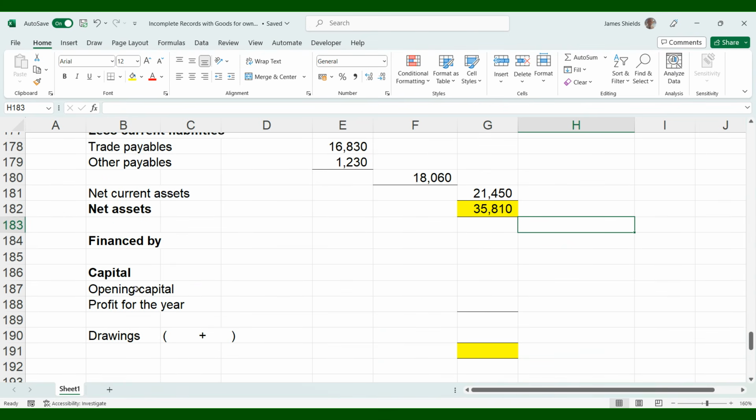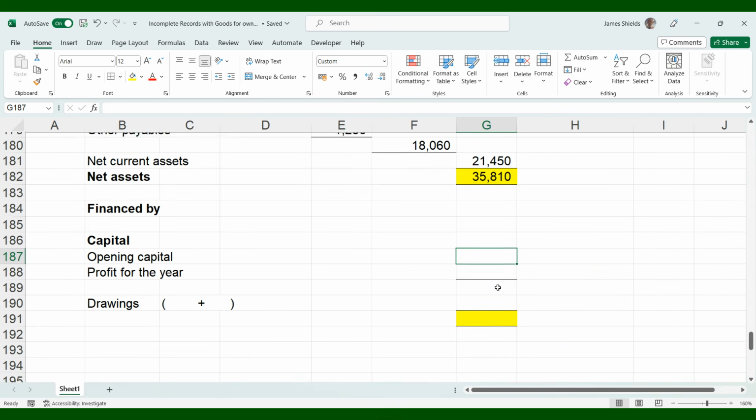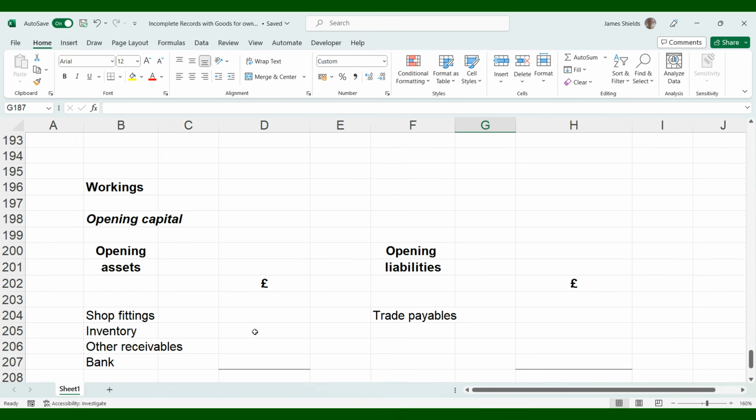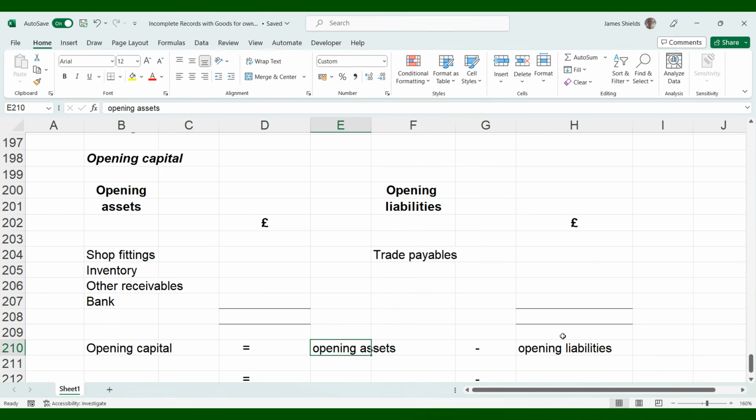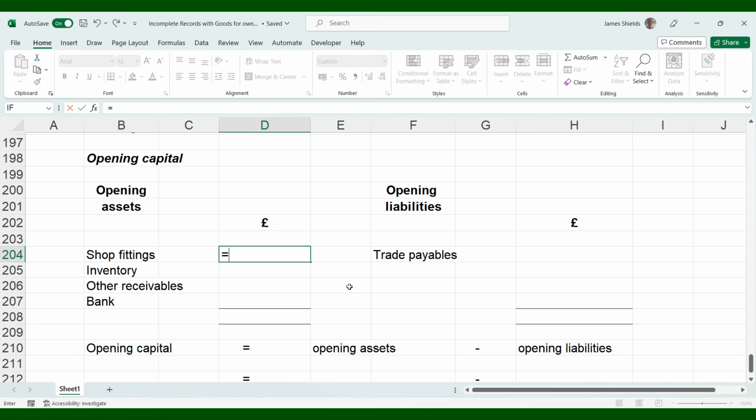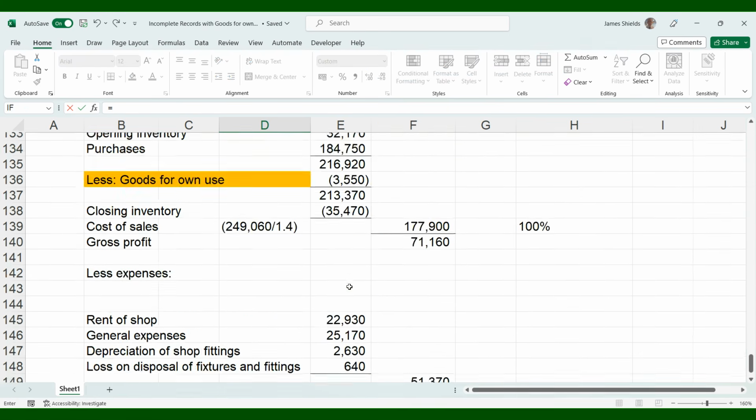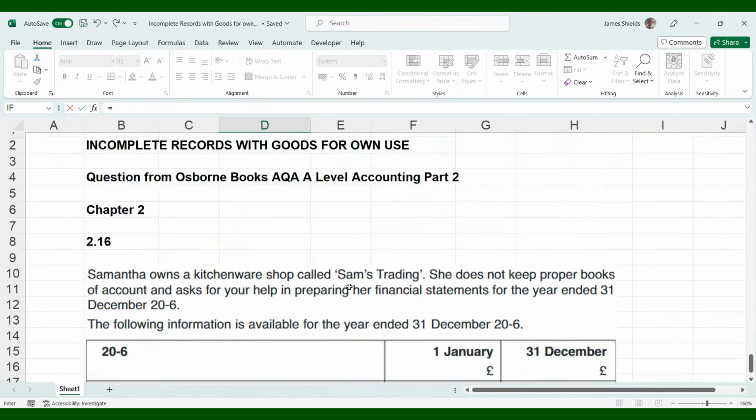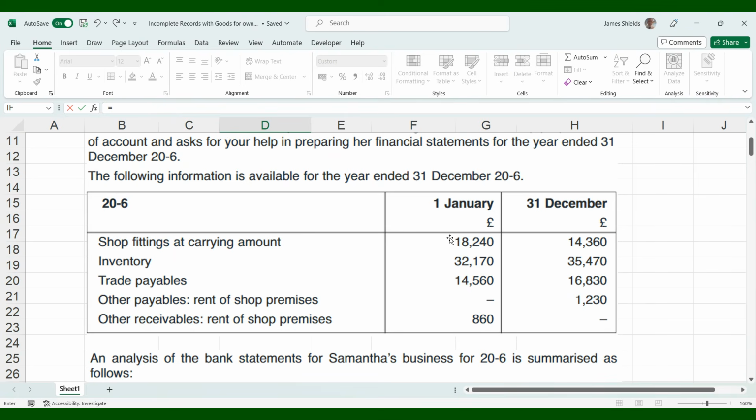Now, the final part of the statement of financial position is the financed by bit. So we've got capital. We'll start off with opening capital. Now, it hasn't told us in the question what the opening capital is, but we can do a little calculation. Your opening capital is your opening assets, take away your opening liabilities. Now, our opening assets we'll find in the beginning of the question. So the shop fittings, I go right to the top. So the 1st of January I'm looking for is £18,240.